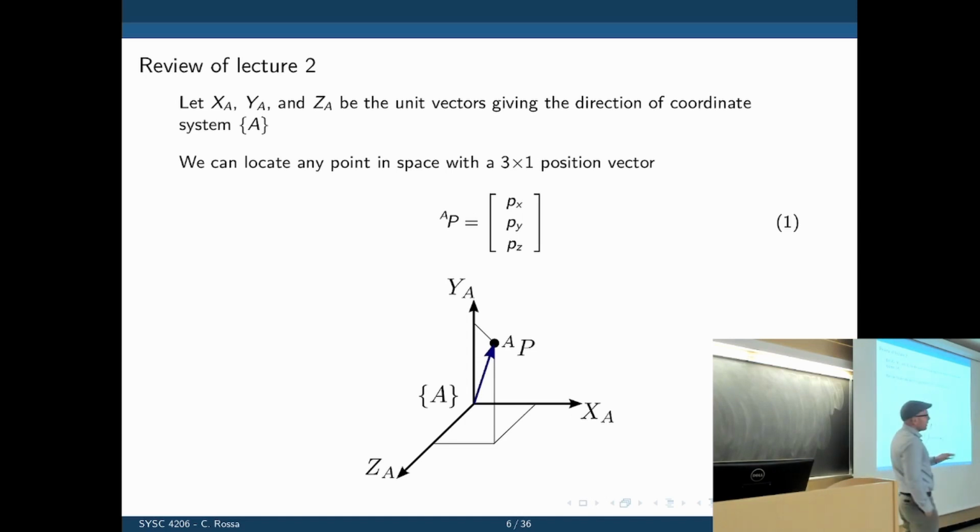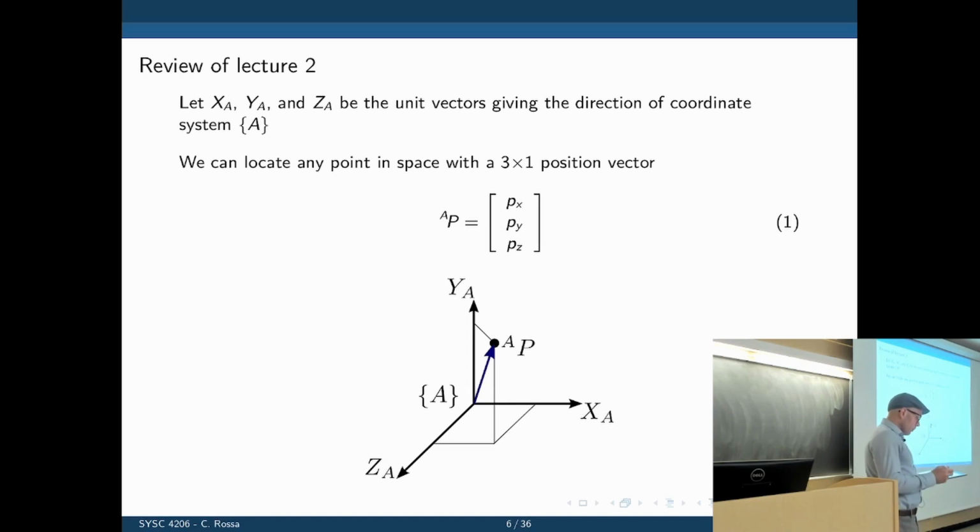Now, whenever we're talking about referencing something or writing the position of something, we need a reference point, we need a frame. And the frame here is given by a coordinate system in three-dimensional space with the three unit vectors x, y, and z, and they are orthogonal. The combination of these three axes is the frame that we're going to call here frame A.